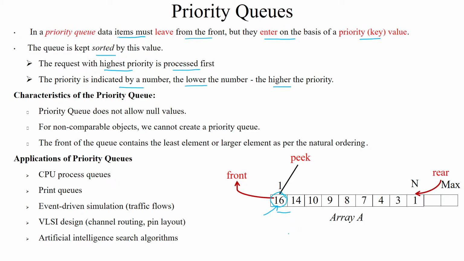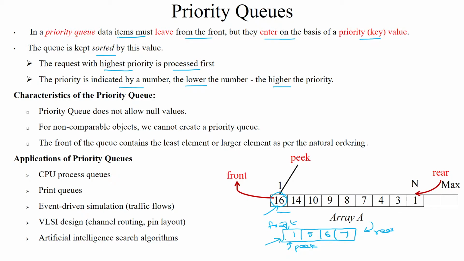Suppose our priority queue is having the numbers in ascending order, like here 1, here 5, 6, 7. So in this priority queue, this is the front end, and this one is the rear end, and here this is the value which is indicated by the peak variable. So this number is having the high priority in ascending order.